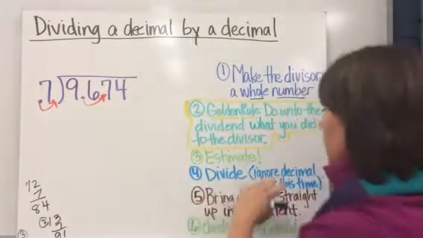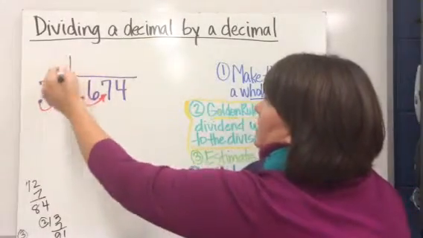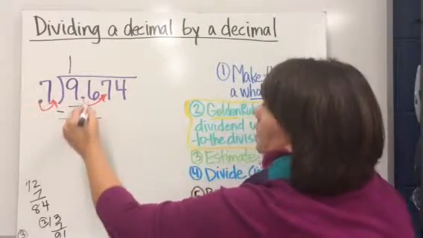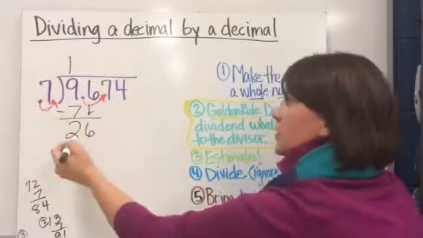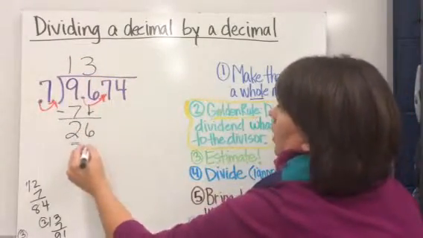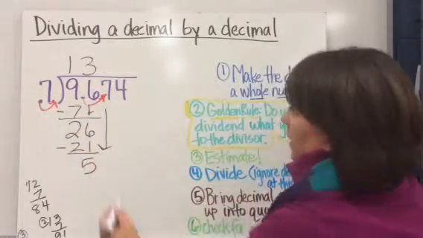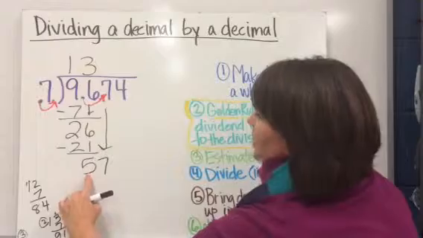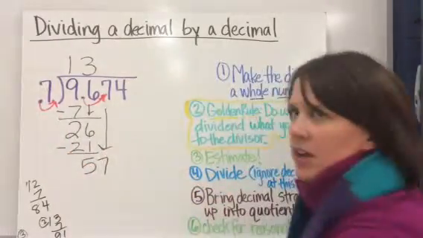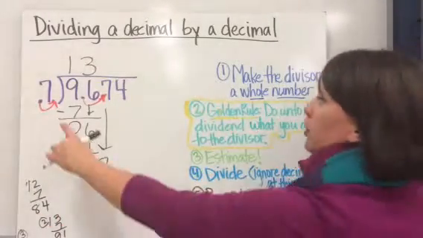So now I divide. I'm going to ignore the decimal at this time. 7 goes into 9 once. 7 times 1 is 7. Subtract, 9 minus 7 is 2. Bring down the 6. 7 goes into 26 3 times. 7 times 3 is 21. 26 minus 21 is 5. Bring down the 7. As I'm going, I'm checking. If this number is the same size as my divisor or bigger before I bring down, then I made a mistake. So that's what the check step is in the steps.